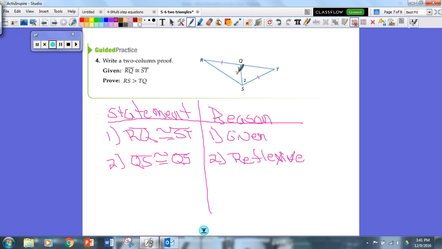How can I get that angle 1 is greater than angle 2? Well, angle 1 is an exterior angle of triangle QST. So for statement 3, I'm going to write that the measure of angle 1 is equal to the measure of angle 2 plus the measure of angle T. And our reason for that is the exterior angle of a triangle equals the sum of the remote interiors.